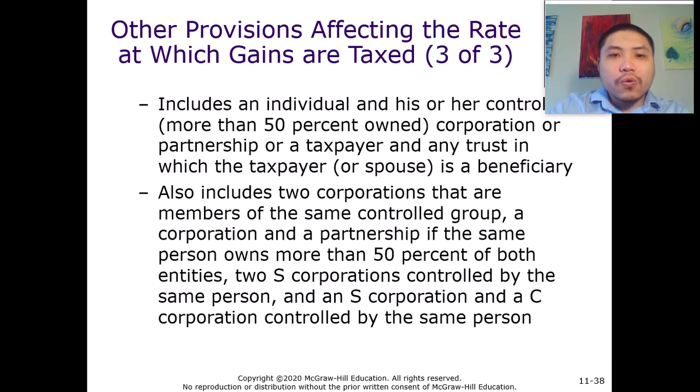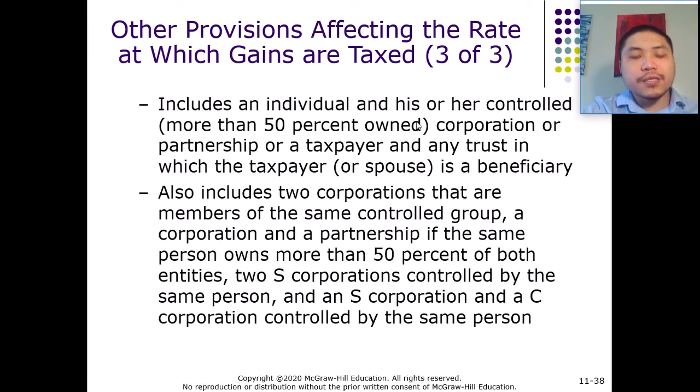So what can be considered a related party? Here we have a definition. Related party includes an individual and his or her controlled, more than 50% owned corporation, or partnership, or any trust in which the taxpayer or the taxpayer's spouse is the beneficiary. Right? So the definition of related party or related person is very, very broad.